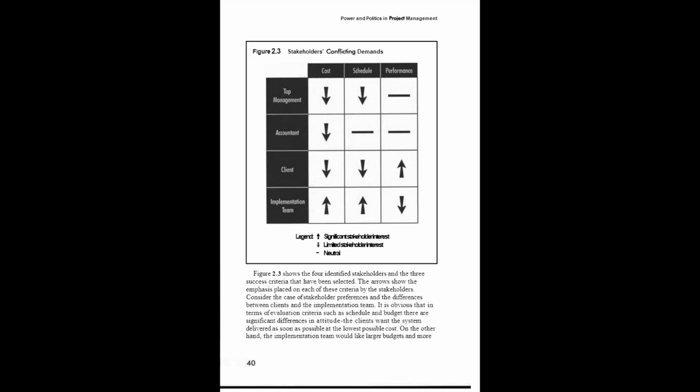Consider the case of the stakeholder preferences and the differences between clients and the implementation team. It is obvious that in terms of evaluation criteria such as schedule and budget, there are significant differences in attitude. The clients want the system delivered as soon as possible at the lowest possible cost. Just look at the client, right? Client wants less cost, less time, and high performance. On the other hand, the implementation team would like larger budgets, more time, and low performance. The importance of performance specifications will vary with stakeholder group.